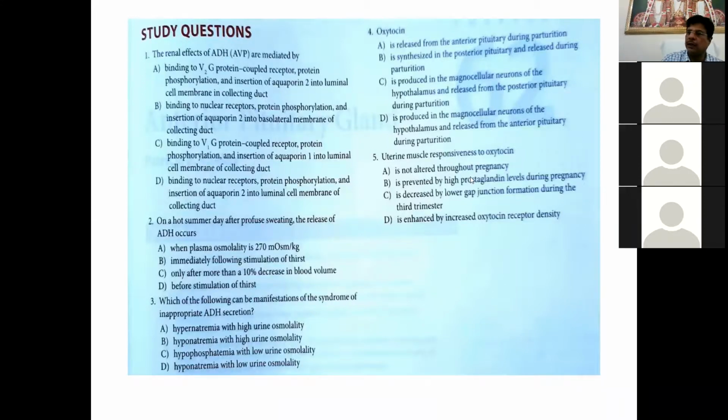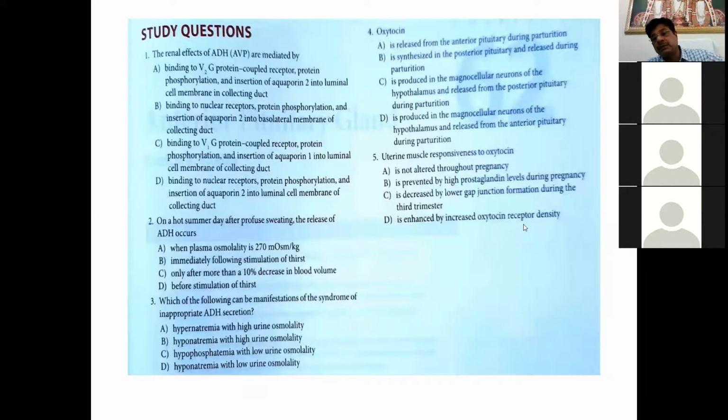So I gave one question to you all, is it not? Why is it only at the time of delivery, at full term, that the process of delivery is happening? What keeps it in check? Okay, so just read up on that, you'll understand. So it is enhanced by increased oxytocin receptor density.